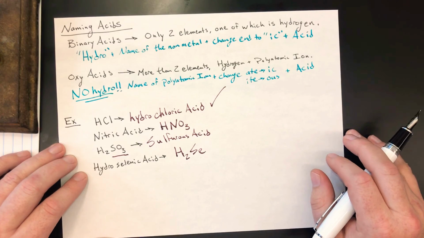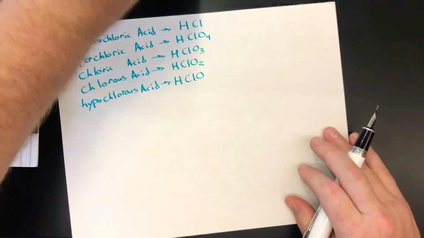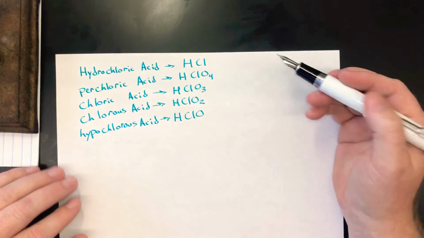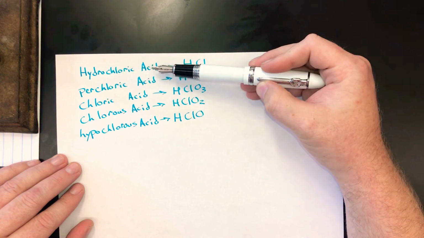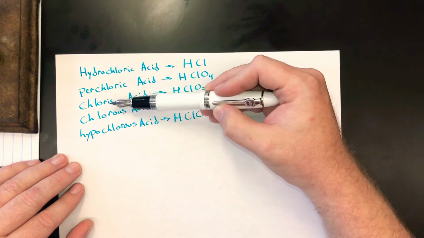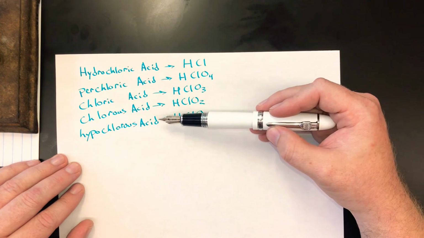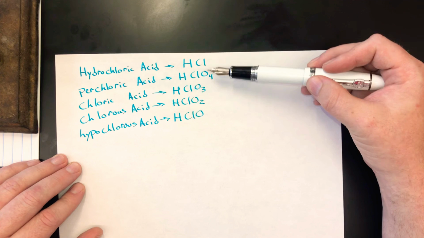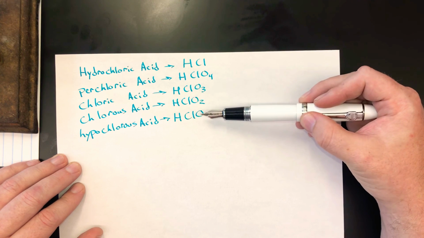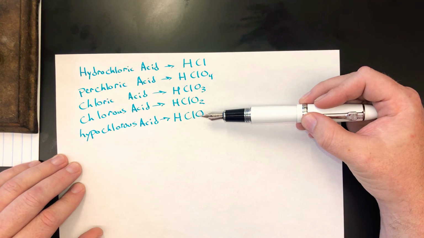So the names of some of these can look really similar. It's very important that we're understanding our rules. Here's a handful that are very similar looking: hydrochloric acid, perchloric acid, chloric acid, chlorous acid, and hypochlorous acid. All of these sound and look very similar, and their formulas look very similar, but they're going to behave pretty differently when they react with different things.